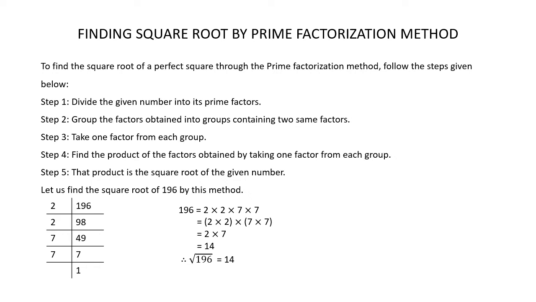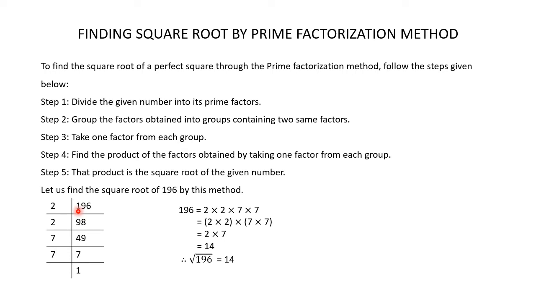Now you have to group these factors into groups containing two same factors. So 2 and 2 will form one group, 7 and 7 will form another group. So 2 multiplied by 2 is one group and 7 multiplied by 7 is another group. Now take one factor from each group. From this group you take 2 and from this group you take the number 7. So you will get 2 multiplied by 7, which is nothing but 14. So the square root of 196 is 14. Hope you have understood this method.